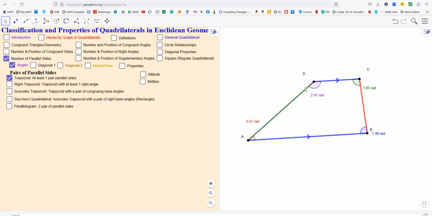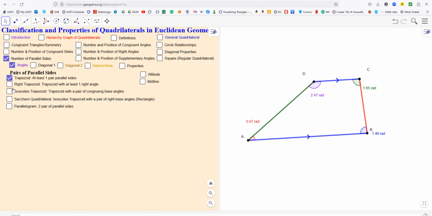Okay. Now A and D are consecutive angles, but they're not a base pair. C and B are consecutive angles, but not a base pair. A and B are a pair of base angles. D and C are a pair of base angles. Okay, so does that make sense, what those are?